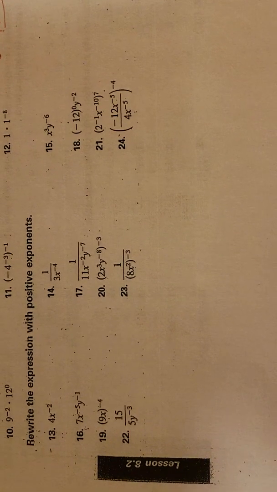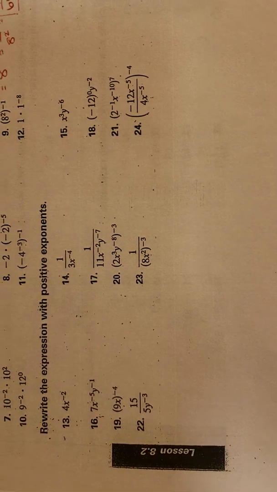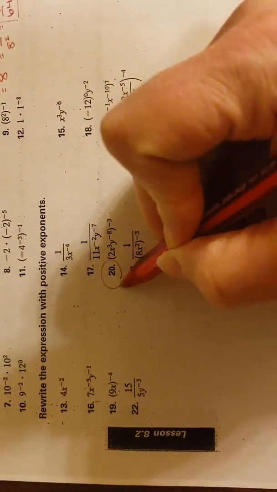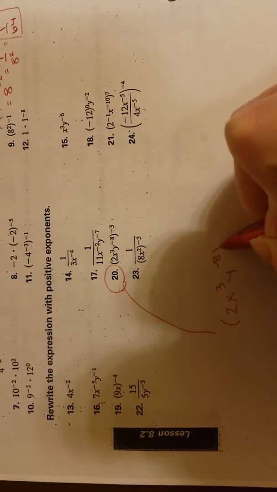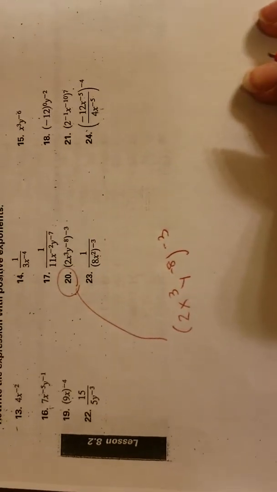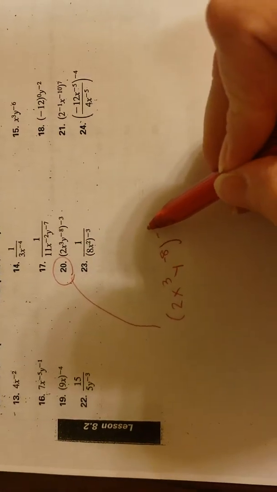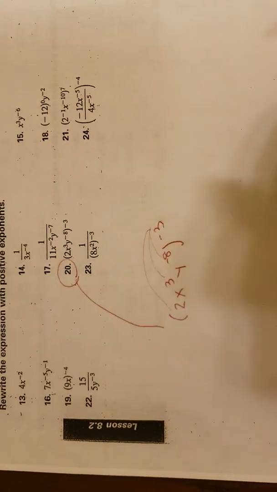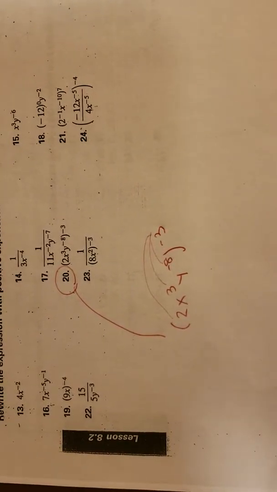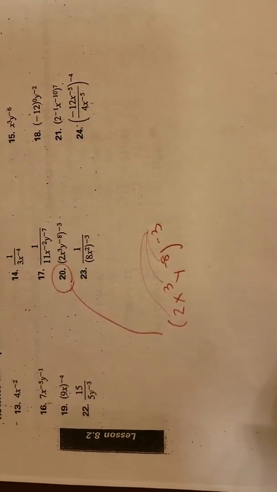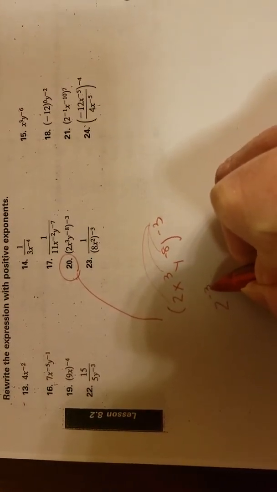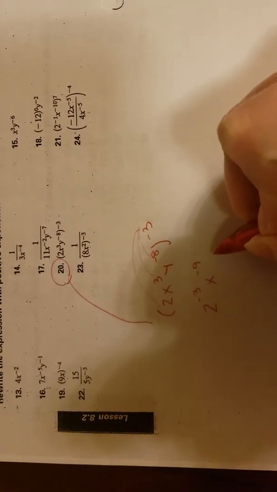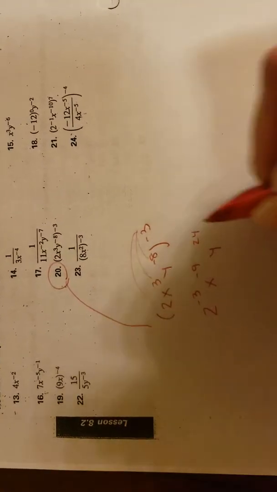Okay? All right, when you get to the bottom, again, there's big questions. Just break them apart. So like, say for example, for number 20, 2x cubed, y to the negative 8 to the negative third. There's a lot of different ways that you can do this. I'm just going to choose to distribute that -3 exponent to everything inside. You could do it a different way. That's just how I'm going to do it. So 2 to the negative third, x to the negative 9th, y to the 24th.